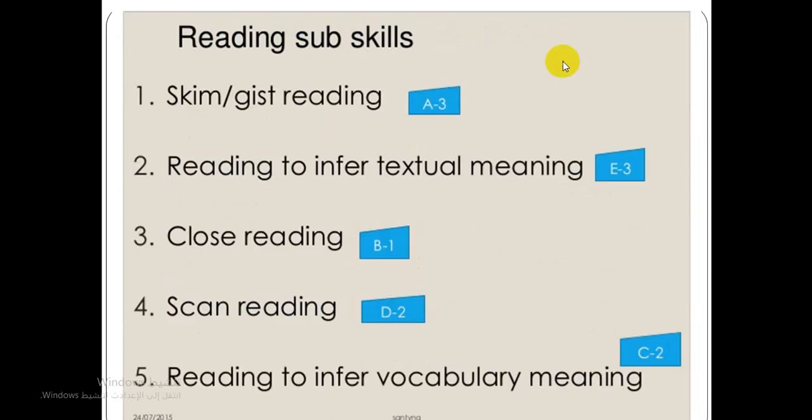And here we have 5 sub-skills of reading, which are skimming or just reading, reading to infer textual meaning, close reading, scan reading, and reading to infer vocabulary meaning.